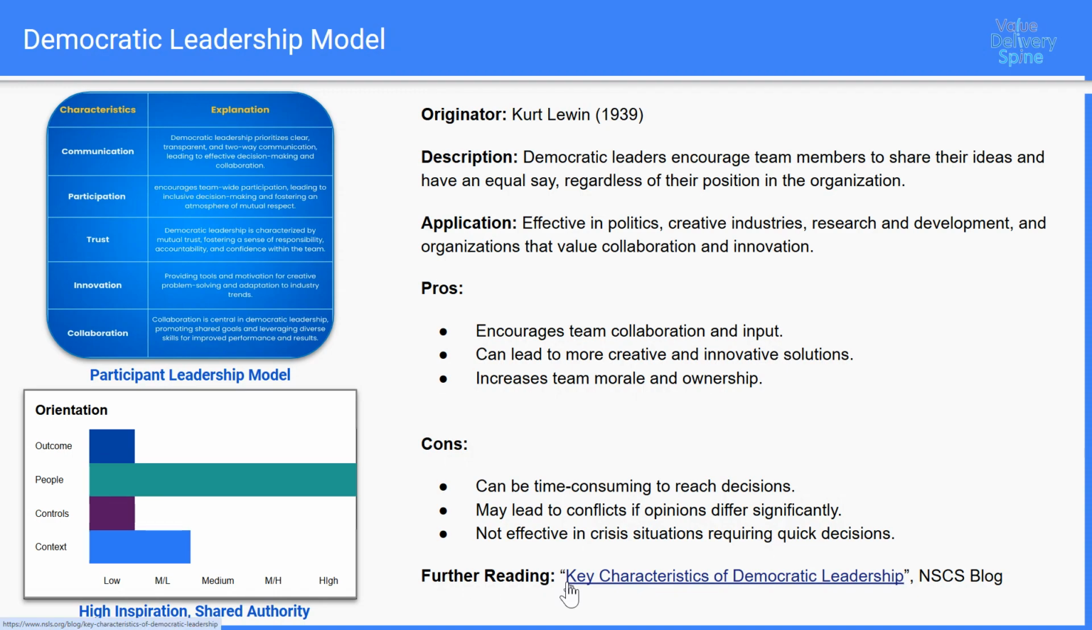So you can read more about that in key characteristics of democratic leadership in the NSCS blog. Click here for that one. That one's high inspiration and shared authority.